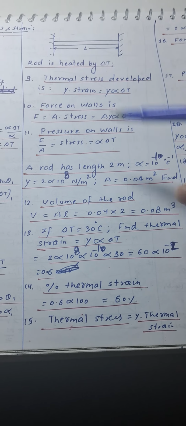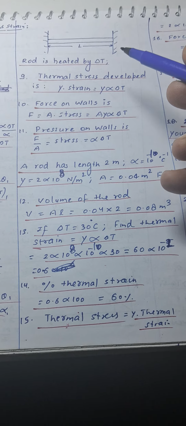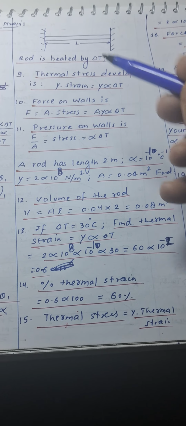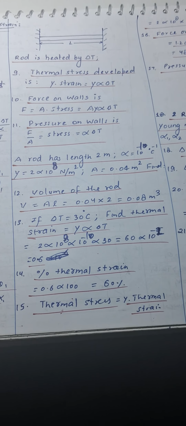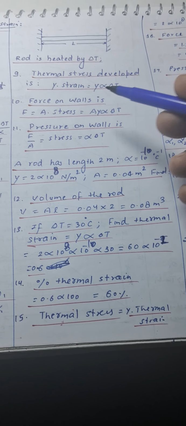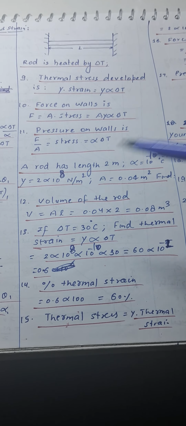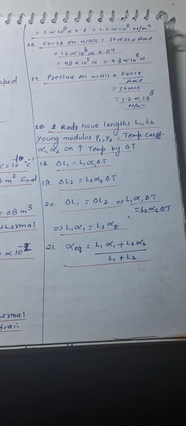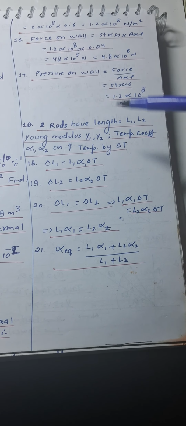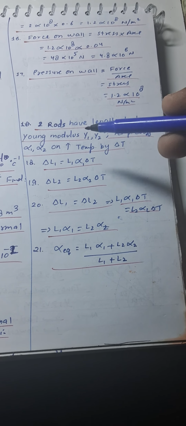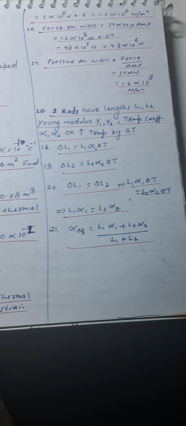Then we have a concept of rigid rod when it is put between two rigid walls, thermal stress over there, thermal strain, pressure, numerical question based on that. Then we have force, pressure, conditions for rods, change in length, total length, alpha equivalent. These are the basic concepts involved over here.